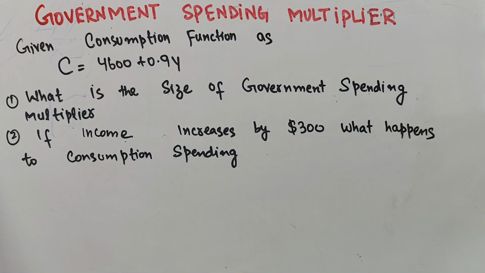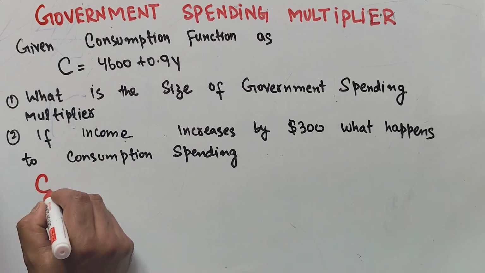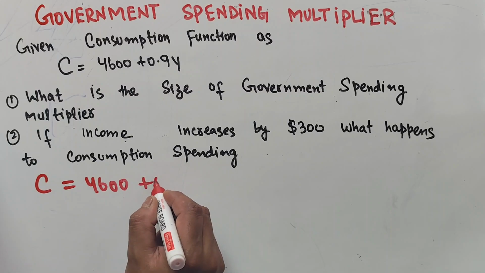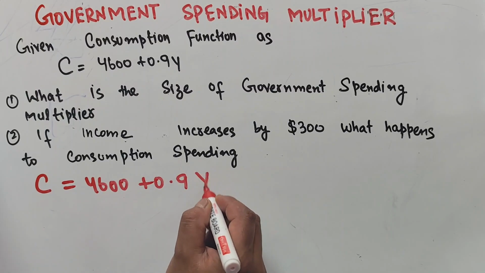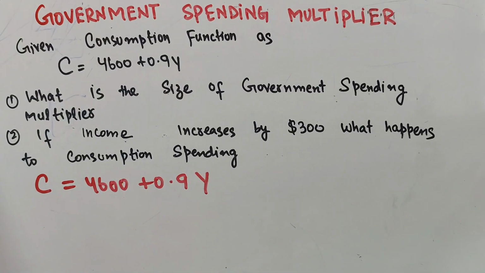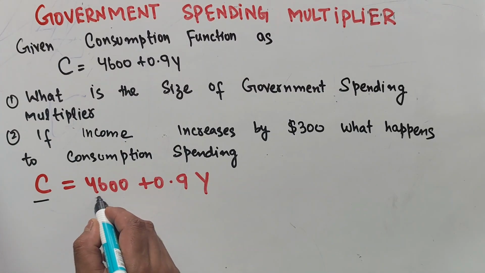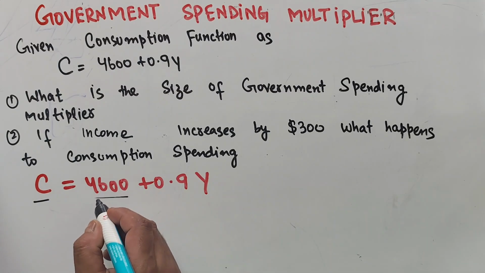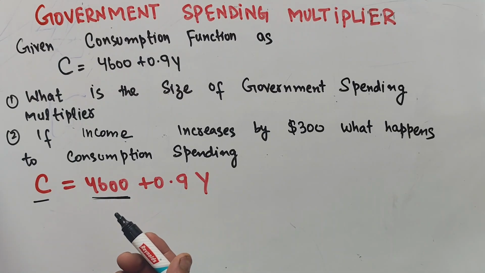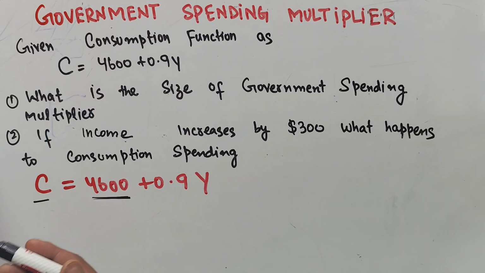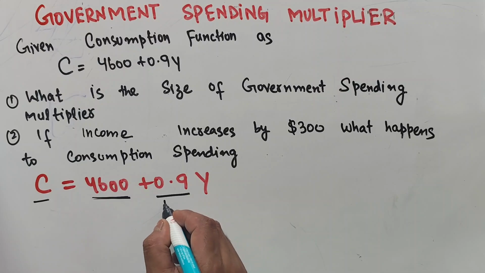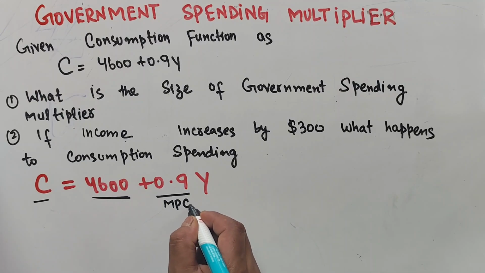Okay. So, given the consumption function is C is equal to 4600 plus 0.9y. Let us break this out. C denotes the consumption function. This 4600 denotes the autonomous consumption, the level of consumption we will do when our income is equal to 0, and this 0.9 denotes our marginal propensity to consume.